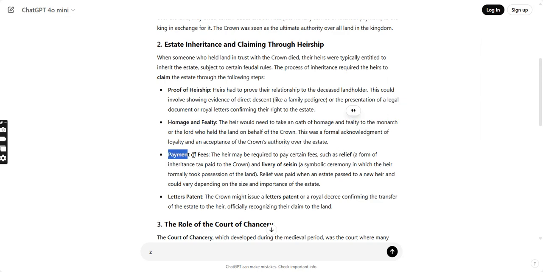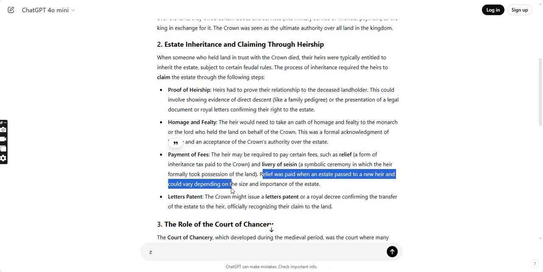Alright, so payment of fees. The heir may be required to pay certain fees, such as a relief, a form of inheritance tax paid to the crown, and livery of seisin, a symbolic ceremony in which the heir formally took possession of the land. Relief was paid when an estate passed to a new heir and could vary depending on the size and importance of the estate. Letters patent.